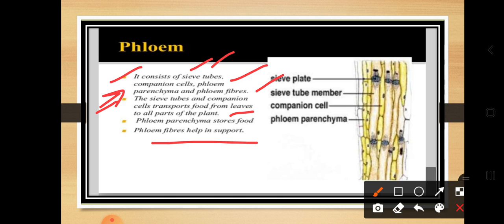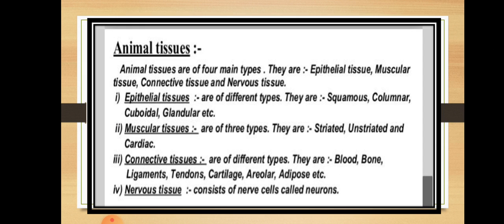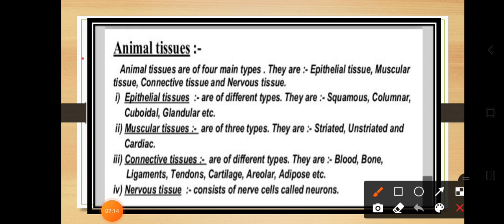So dear students, better you write all the concepts in points, you will get full marks, you will not lose your marks. So in this way you will get total marks. So phloem consists of sieve tube members, the companion cell and the phloem parenchyma. So these are the concepts of complex permanent tissues. Now let's discuss the animal tissues.